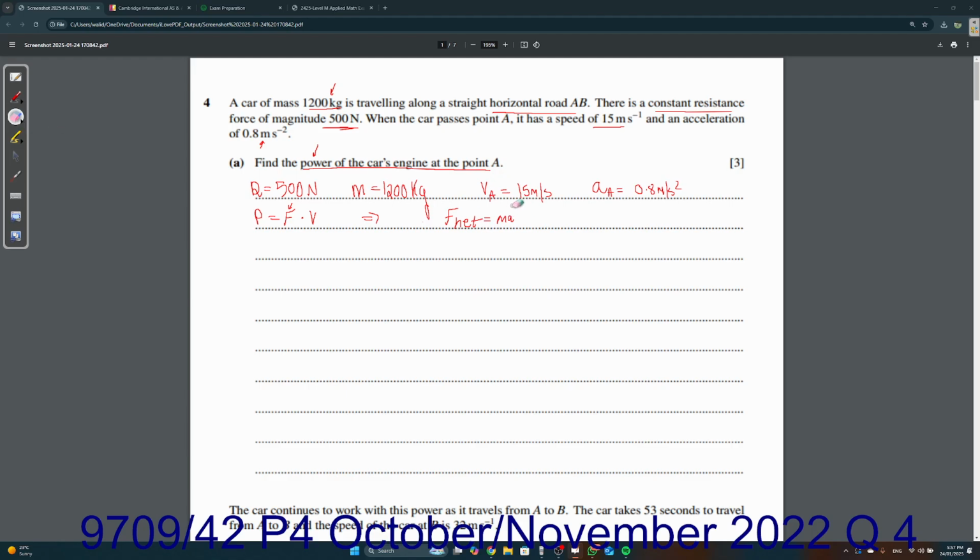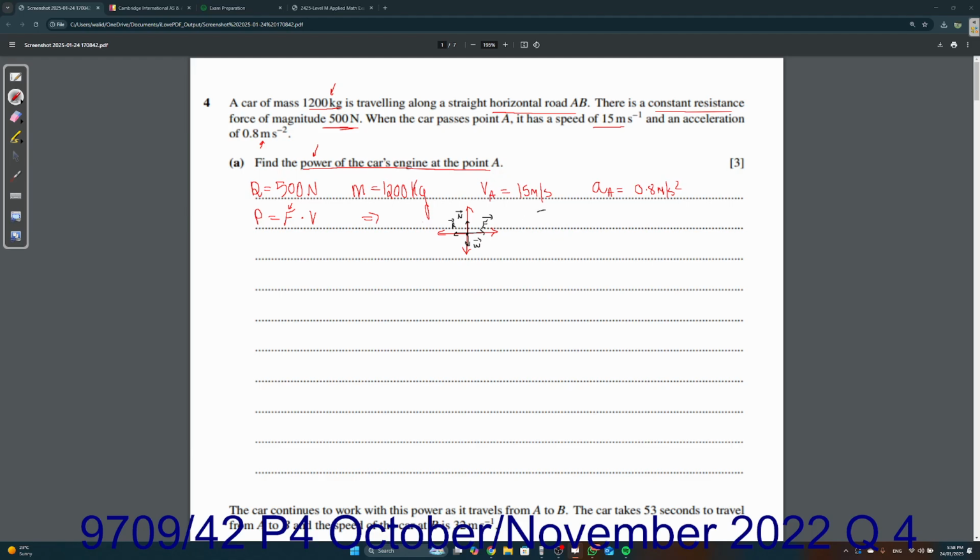The problem is that we have a resistance force, so we need to use the net force. I personally don't like doing this. Whenever I have to use forces, I always like drawing the FBD. Whenever I have forces and a diagram with something moving and resistance forces, I draw the FBD. I have the weight going down, the engine force going to the right, the resistance force R backwards, and the normal reaction.